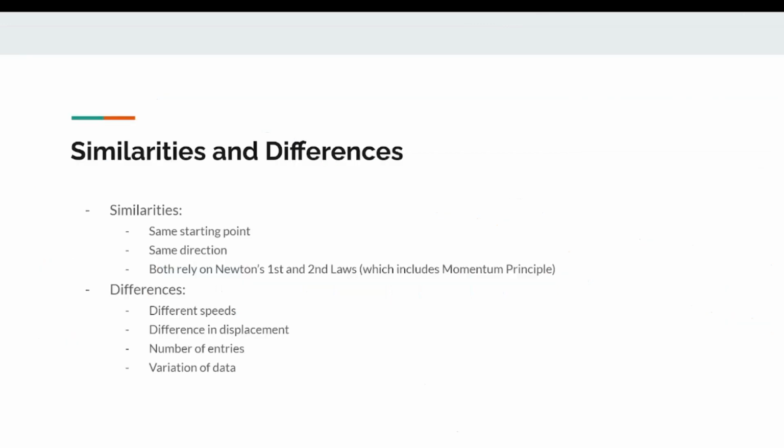So some similarities and differences: they both had the same starting point, they both had the same direction, and they both relied on Newton's laws. However, the differences were the difference in speed and displacement, and there was a difference in the number of entries and variation of data, as the observed cart has fewer entries and more variation.